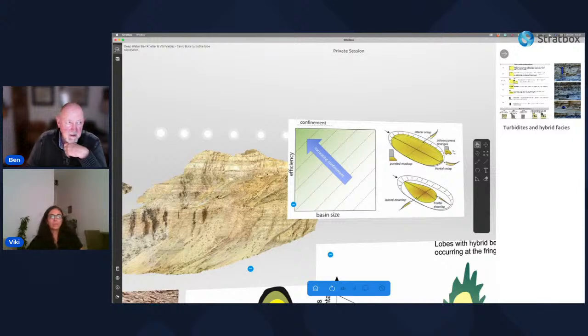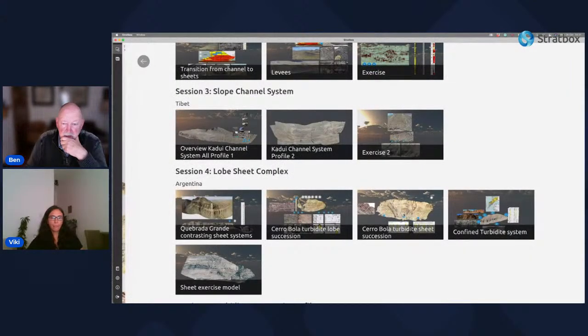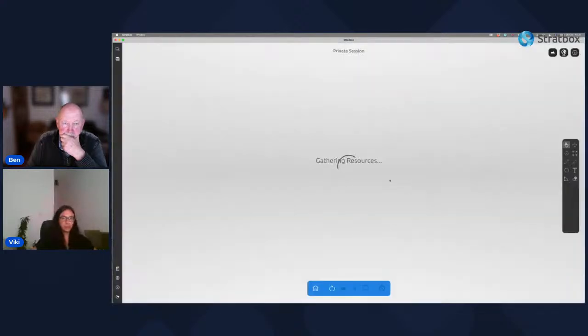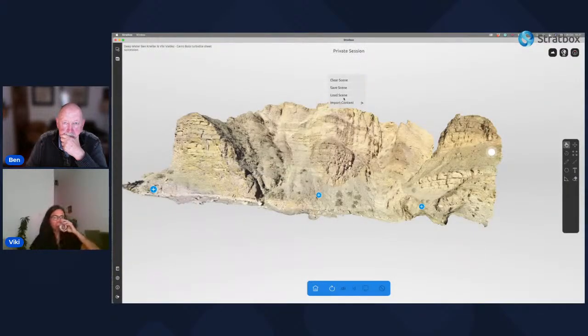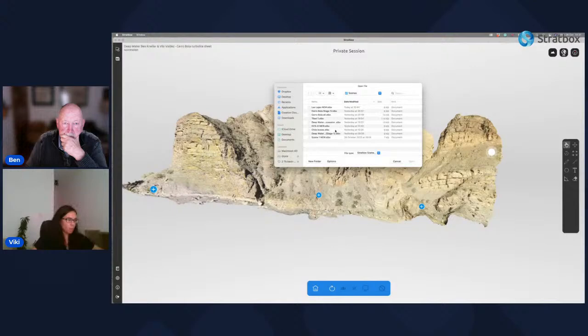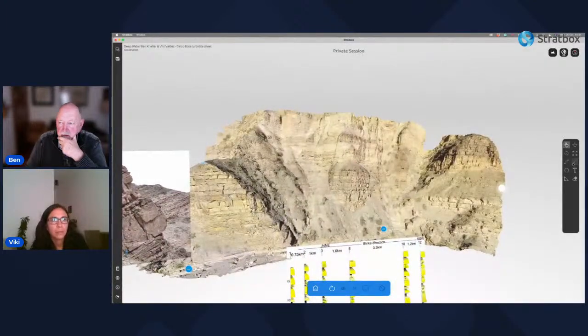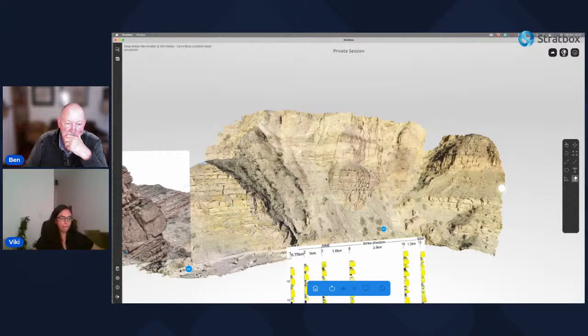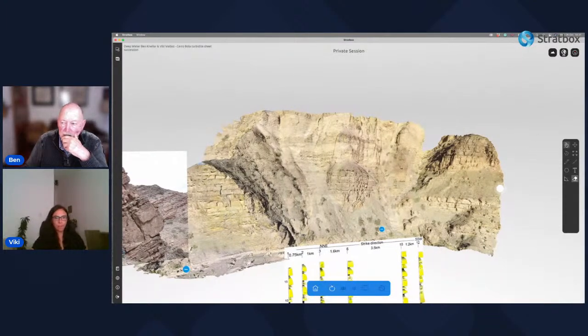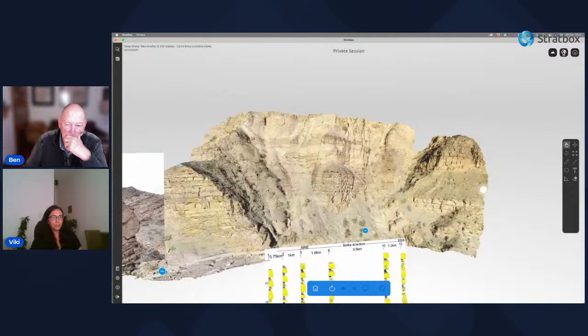So let's go to the sheet system. Let's get an idea of the scale here. This model is about 100 meters across, so we're just looking at a small fragment. It's pretty thick bedded. We zoom in and look at some examples in here.